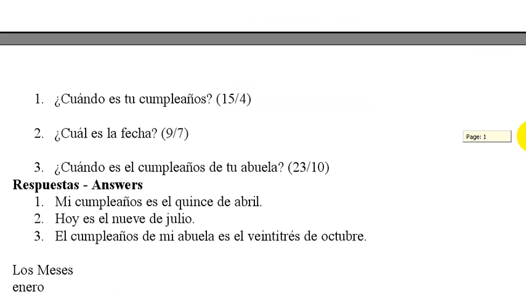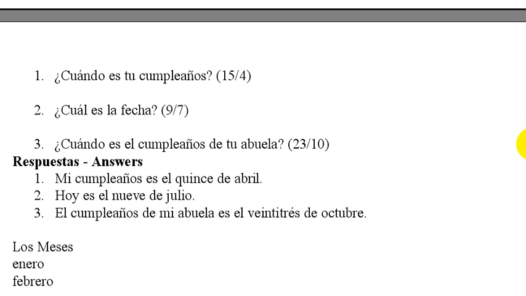All right. So if you weren't sure, the question number 1 was ¿Cuándo es tu cumpleaños?, which is when is your birthday? And if it was the 15th day of the 4th month, or April 15th, I would say Mi cumpleaños es el 15 de abril. 2. ¿Cuál es la fecha? Means what is the date? And it says it's July 9th, so I would say Hoy es el 9 de julio.